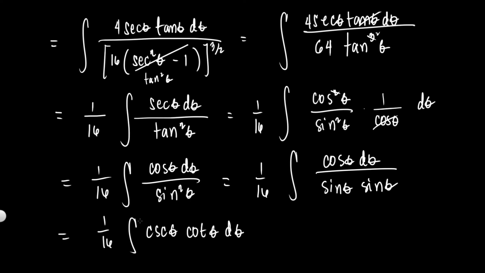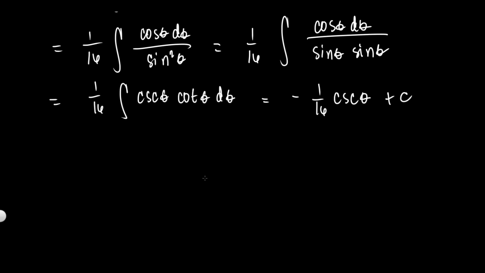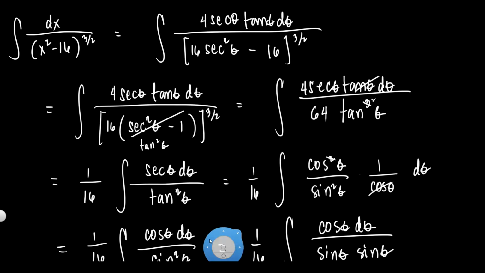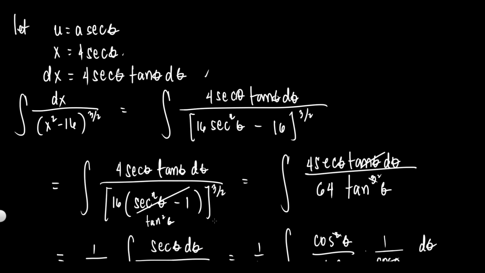Okay? So ito kasi, cosecant theta at cotangent theta, what is the integral of this? Negative cosecant theta. So this is minus 1 over 16 cosecant theta plus c. Okay? Now, hindi pa yun tapos, kailangan siya ibalik dun sa may x. So, nag-substitute tayo, no? Again, kailangan ko ng triangle, right triangle, theta. So, balik tayo dito sa x natin. x is 4 secant theta.